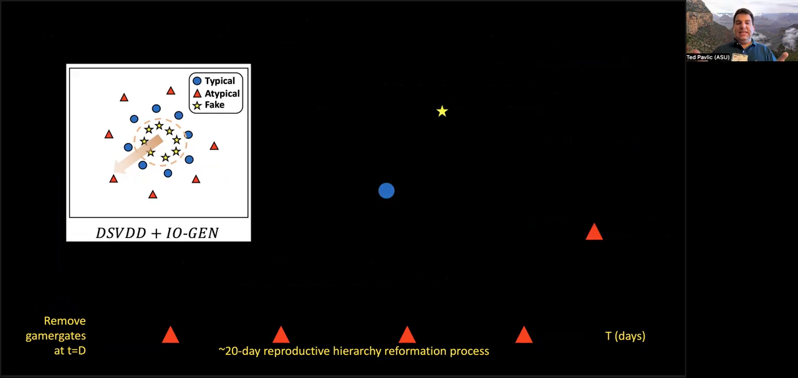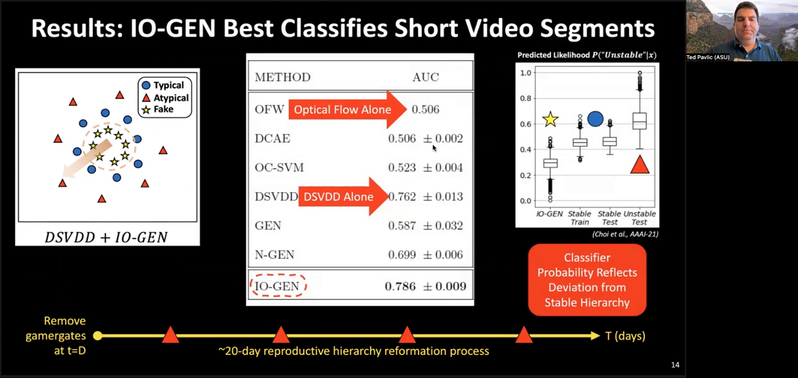segments. So when we test it out, we tested with a bunch of different benchmarks. So just the raw optical flow data, our DSVDD alone, a bunch of others that I won't talk about here. But basically, this inner outlier generator that we built does much better than all of the other benchmarks we picked here. So it does a good job at sorting things into the fake samples, the real samples from stable colonies, and colonies that are in this transient period just by these 20-second video segments.